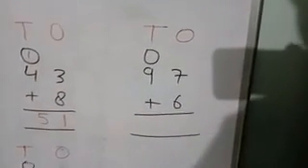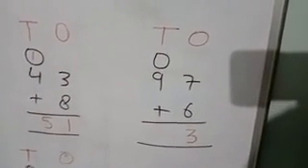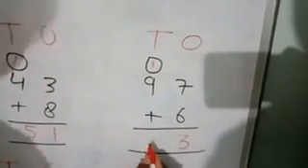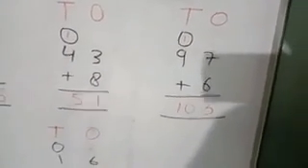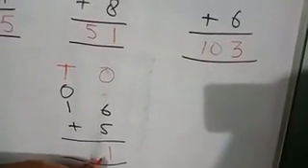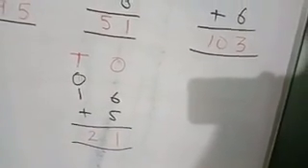Now the next one is 7 plus 6. 7 plus 6, 13. Here we write 3, and 1 will go on the top of 9. 9 plus 1, 10. Okay, now the next one, 6 plus 5. 6 plus 5, 11. 1 we will write here, and 1 will go on the top of 1. That means 1 plus 1, 2. Okay, I have done till here. The rest you have to do in your maths book.